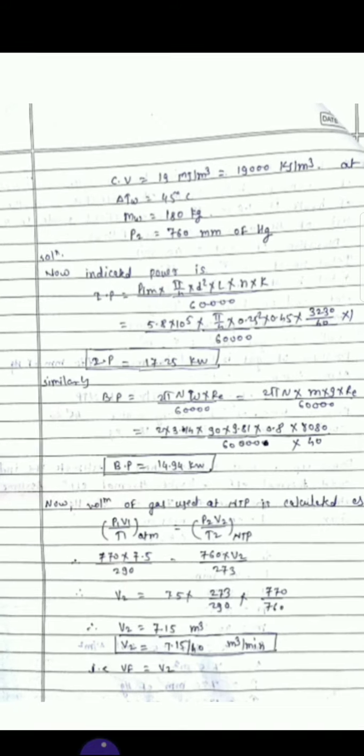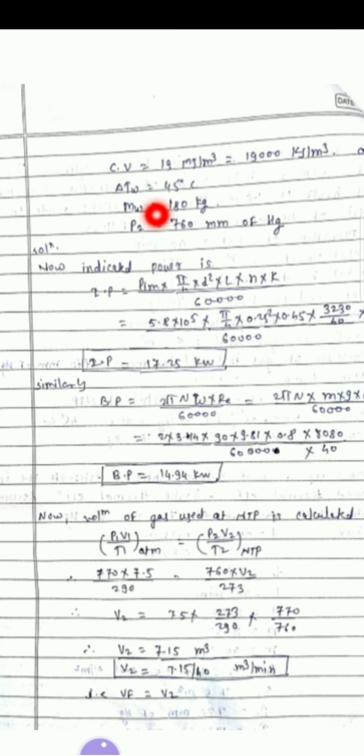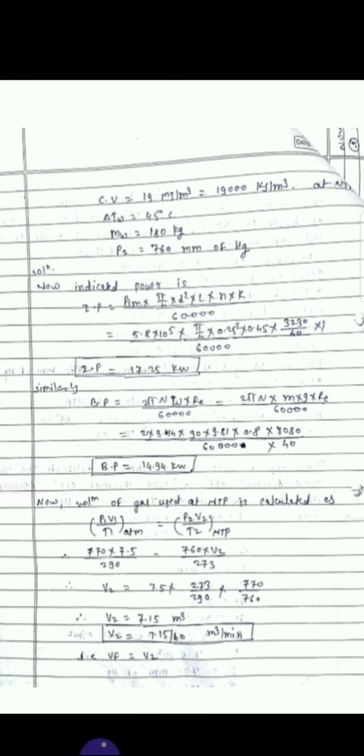Now next, draw up a heat balance sheet and estimate the indicated thermal efficiency and break thermal efficiencies, and assume atmospheric pressure as 760 mm of Hg. That means first we have to draw the heat balance sheet and then estimate the indicated thermal efficiency and break thermal efficiencies. We will consider atmospheric pressure as P2, which will be 760 mm of Hg. Now we'll see how to find out this heat balance sheet as well as our unknown values.